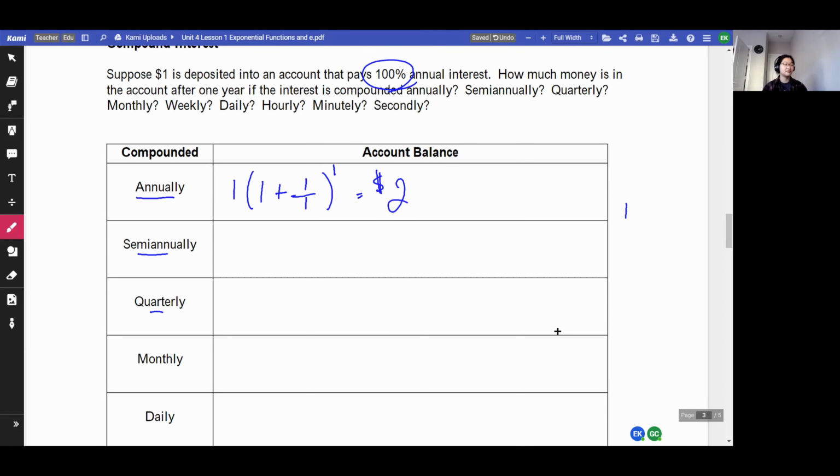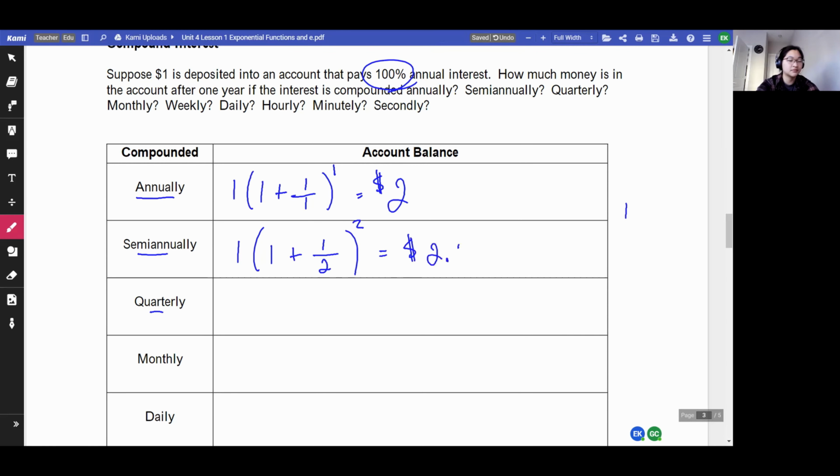All right, semi-annually. Let's look at this. Twice in 1 year we're getting our interest paid out. So the principal amount is $1 because that's what we put in. And then we have that amount plus 100%, divided by 2 because we're taking it twice in the year. We're getting 50% twice. What does that end up being? 1 plus 1/2 is 3/2, squared is 9/4. It's 2.25.